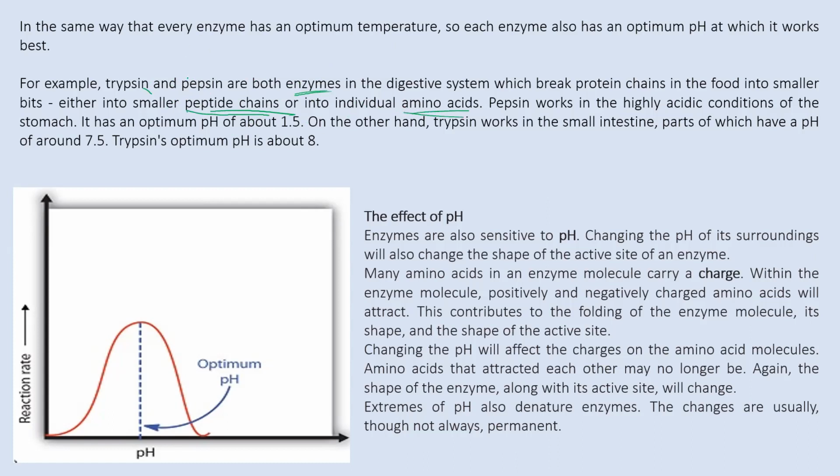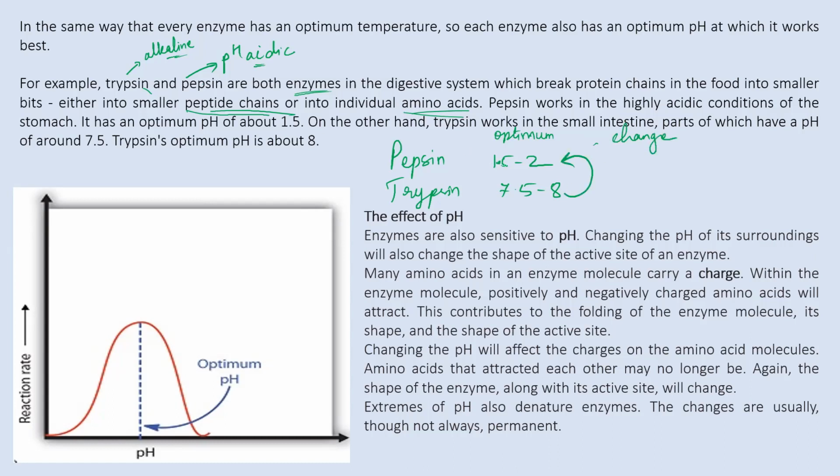Now, pepsin is in the stomach, where the pH is acidic, right? And trypsin works in an alkaline pH. See, both these enzymes work on protein, so both of them have protein as a substrate, yet both of them have different pHs. So if pepsin's optimum is 1.5 to 2, and trypsin's is somewhere between 7.5 to 8, this is the best pH at which each will perform the best. But if I subject pepsin to pH 8, and if I subject trypsin to pH 2, they will not function.